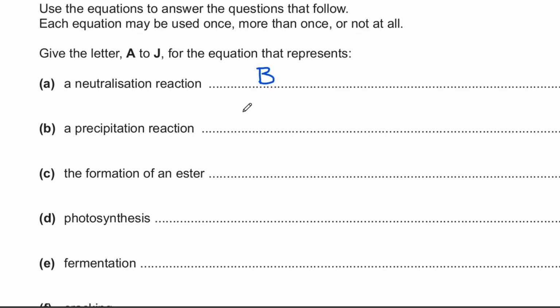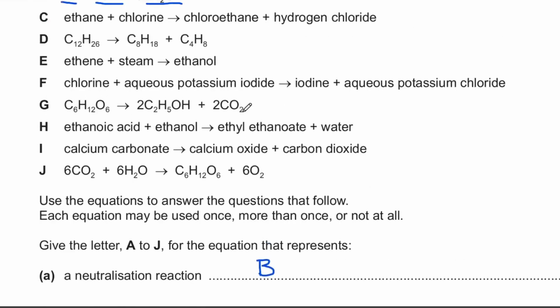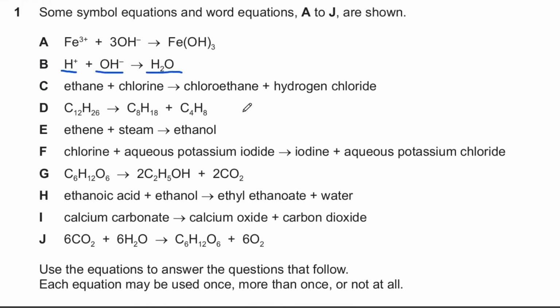Next, a precipitation reaction. A precipitation reaction is when two aqueous solutions react to form an insoluble solid. From this equation, that will be equation A. It shows iron(III) hydroxide, which is insoluble. So it forms a solid precipitate. Our answer is A.